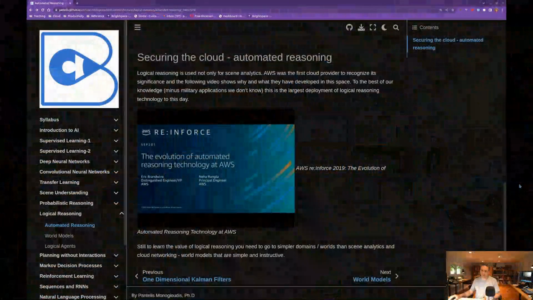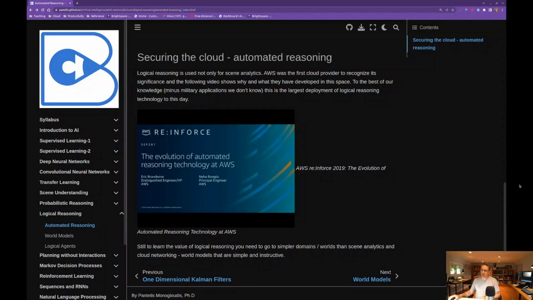So a lot of companies, including AWS, and you can see here their approach to providing these capabilities, by developing tools associated with logical reasoning, have enabled their customers to answer such complicated queries about the world. In that case, the world is a cloud deployment.